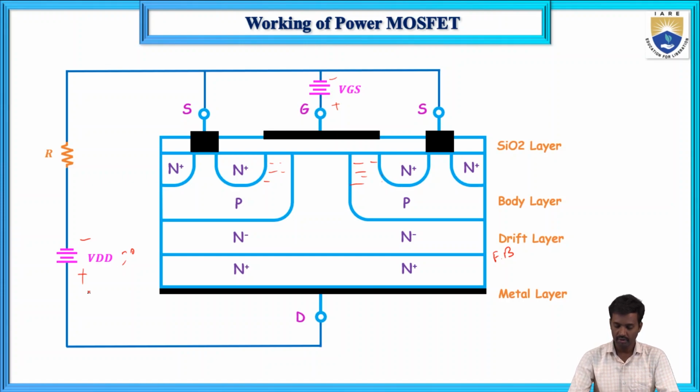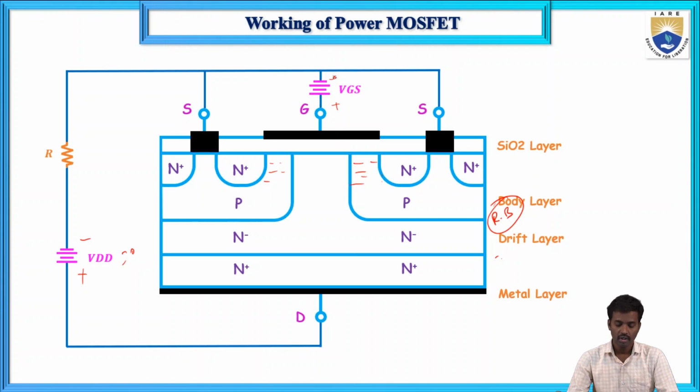This is in reverse bias. This is in reverse bias. So here there is no possibility for current to flow. So now what will happen here? There is a reverse bias. There is no channel for current to flow from drain to the source.